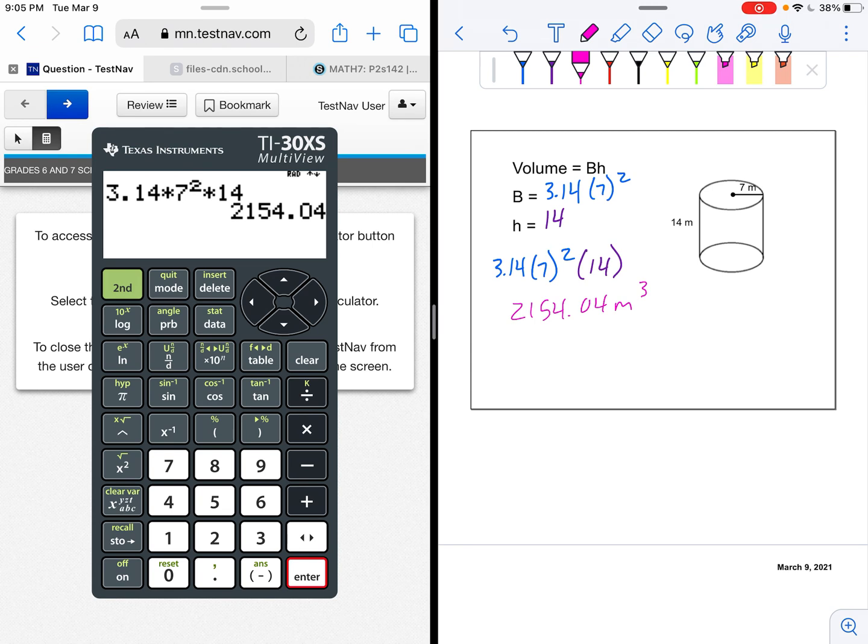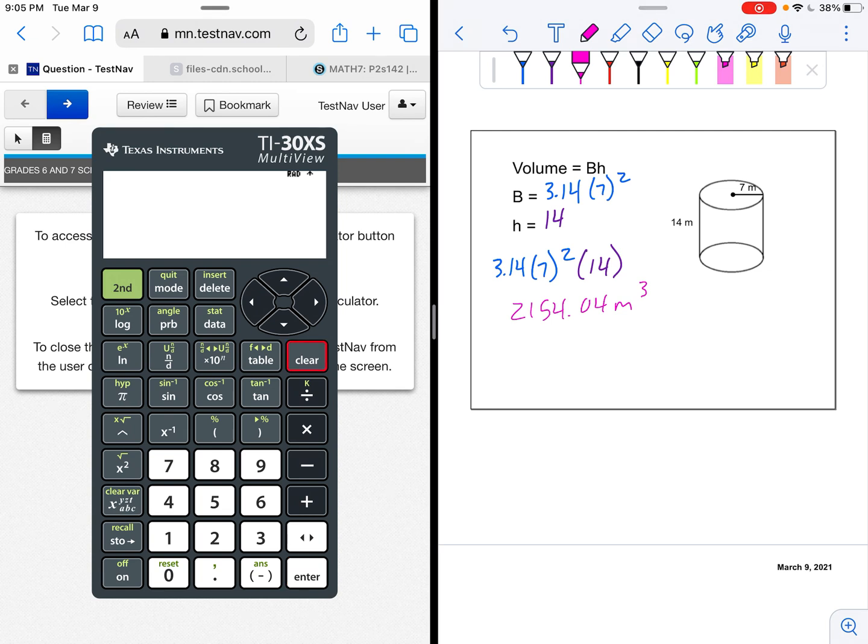Again, this is a universal formula. So if it was a rectangle, it would be length times width for that capital B. If it was a triangle, it would be 1/2 base times height. So that capital B is the area formula for whatever shape the base happens to be. So you're just going to multiply those numbers together.